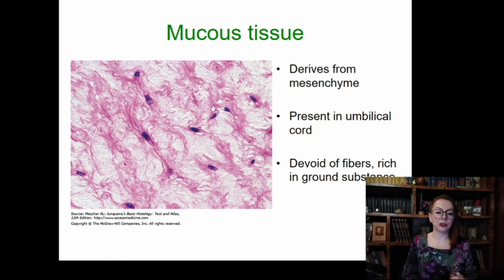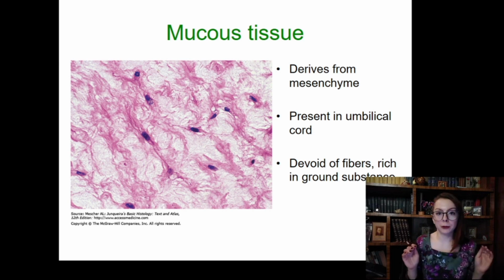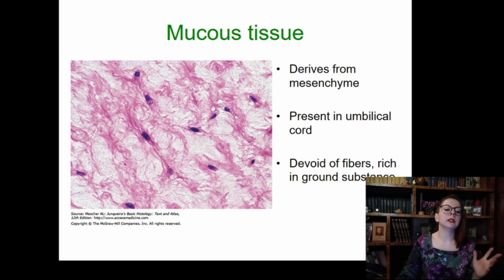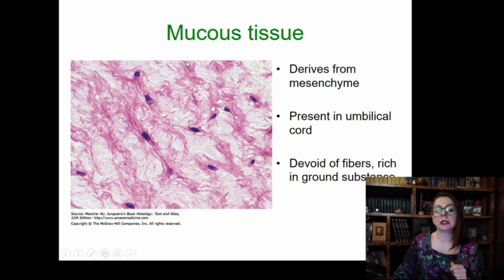And the last tissue today is the mucous tissue. It is called so because it is devoid of fibers, and also it has only a few cells, and predominantly it is represented by the ground substance. That's why it is called mucous. Remember, it is present only in the fetus, in the umbilical cord. So it is considered an embryonic connective tissue. In adults, it is absent. In detail, we consider this tissue in the topic placenta and umbilical cord. It also derives from the mesenchyme, the embryonic connective tissue.